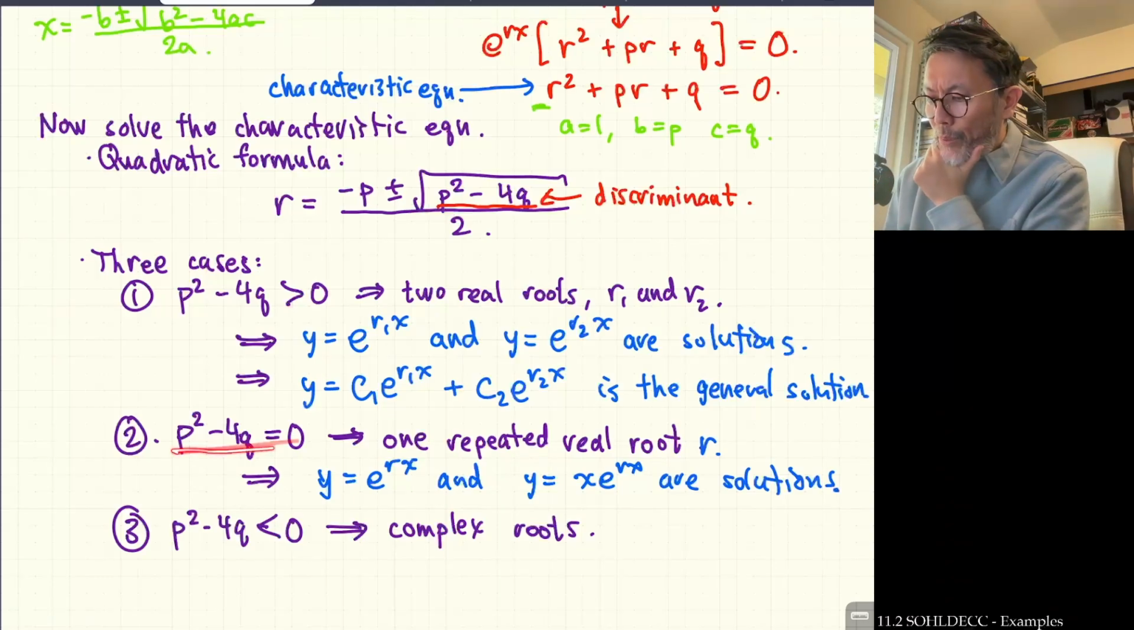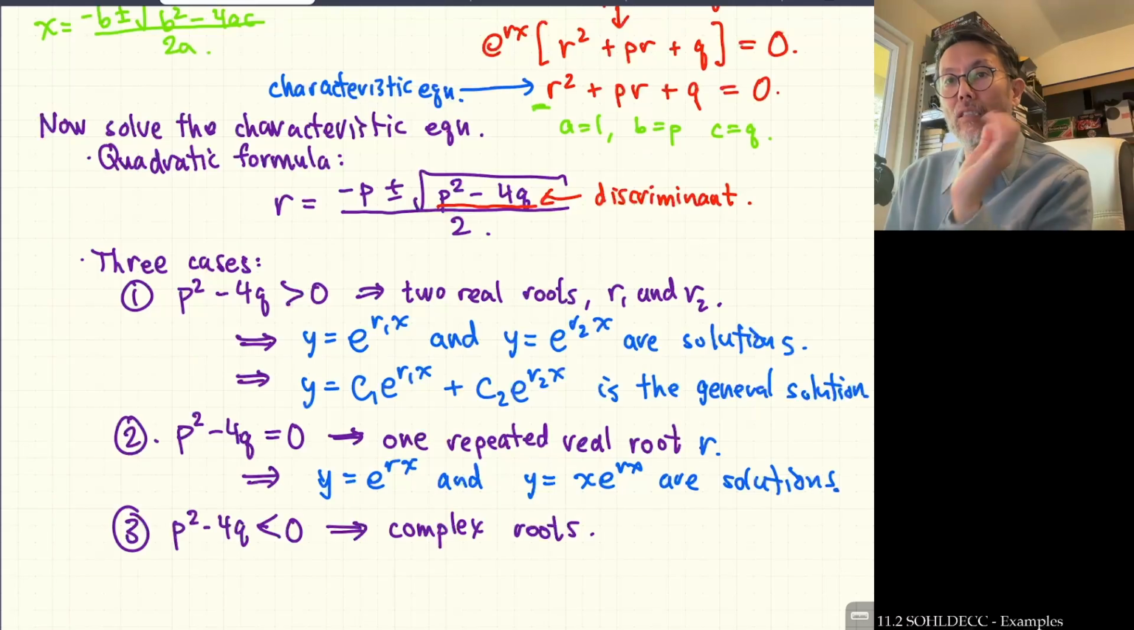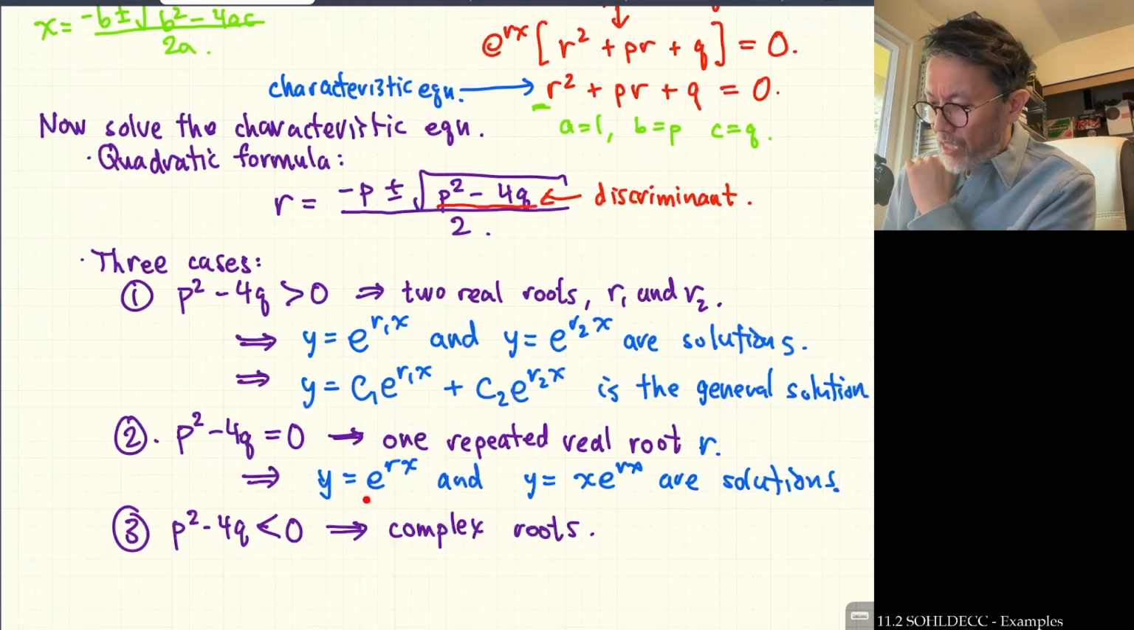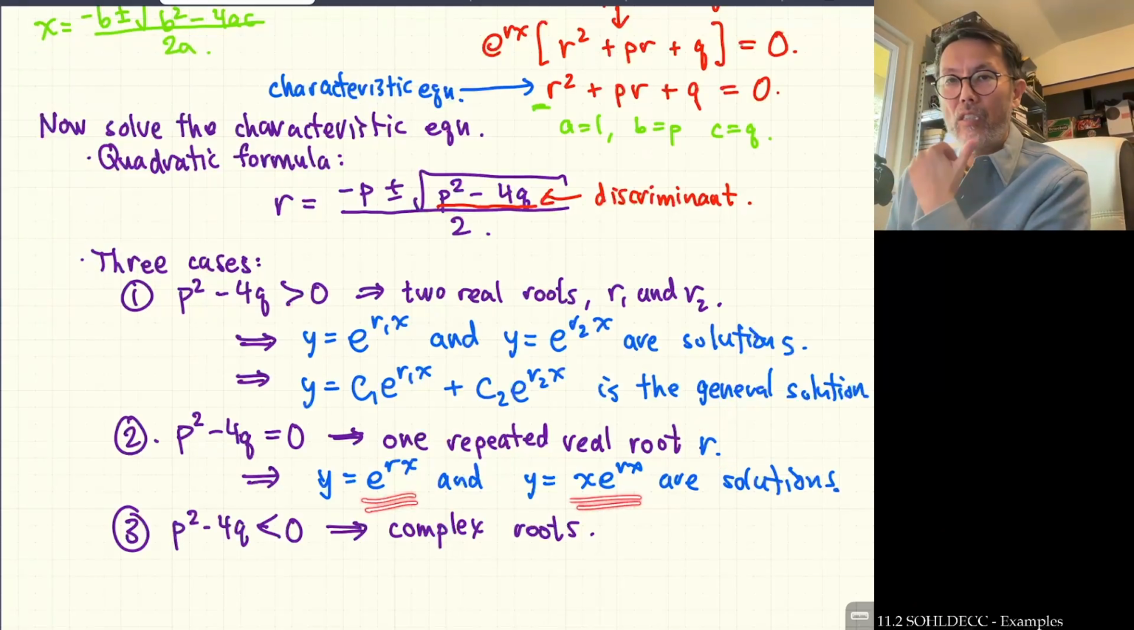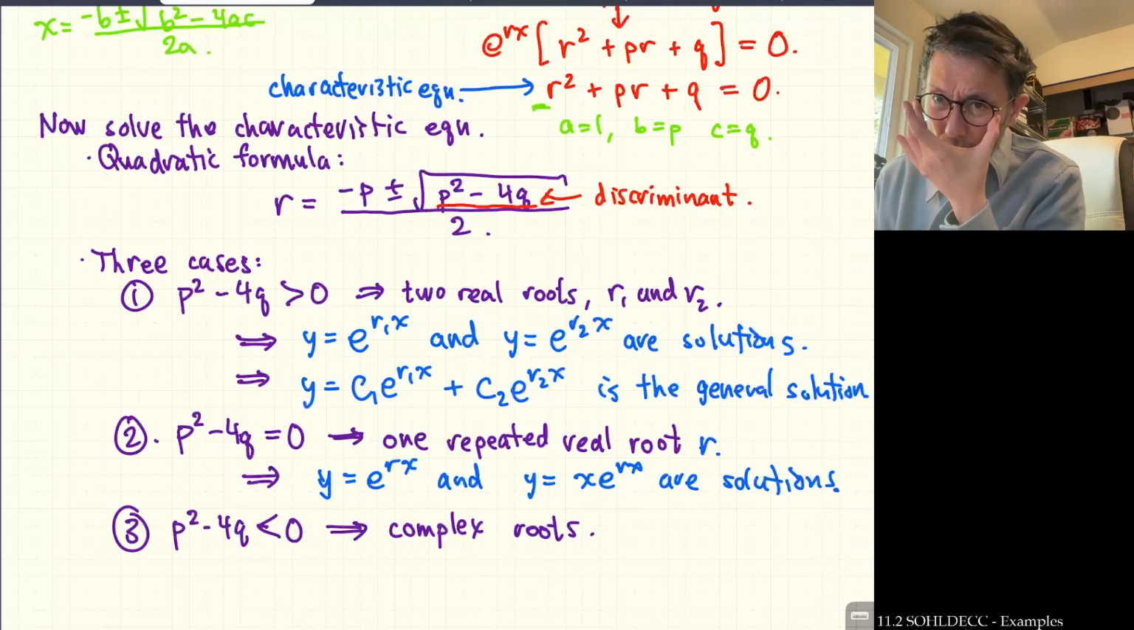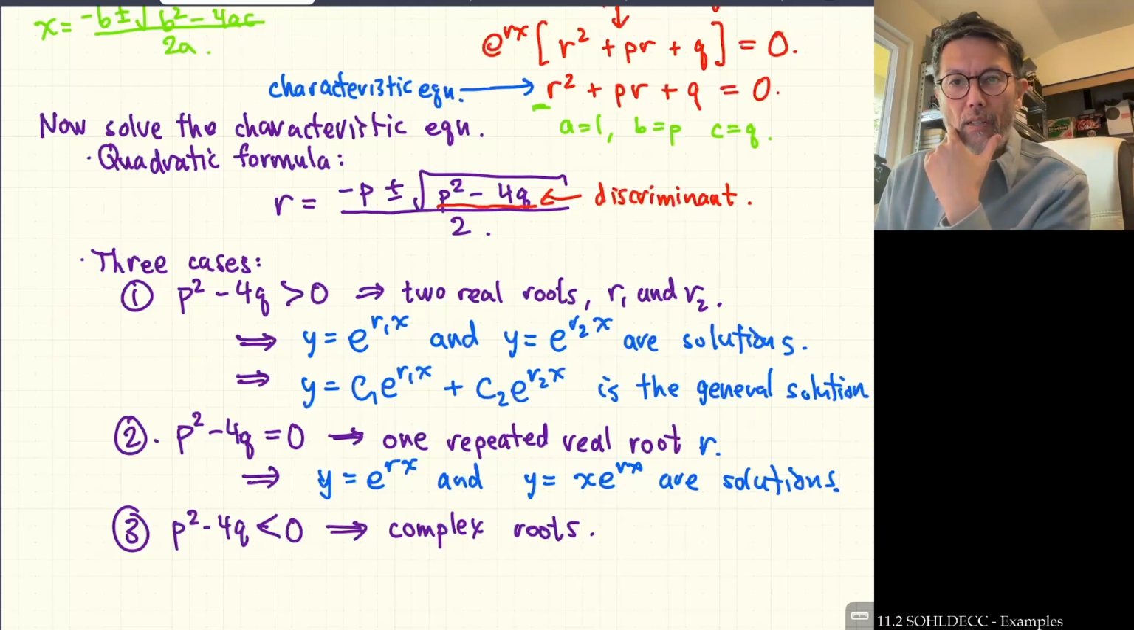In the case where p squared minus 4q is exactly 0, the discriminant is exactly 0, you only have one root, which we're calling r. In which case, e to the rx and x e to the rx turn out to be solutions in this case. I can give a little bit of color on that when we come to that case, which maybe I'll do in a third video.